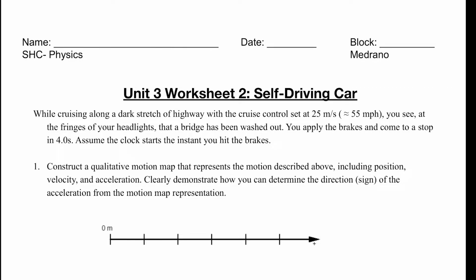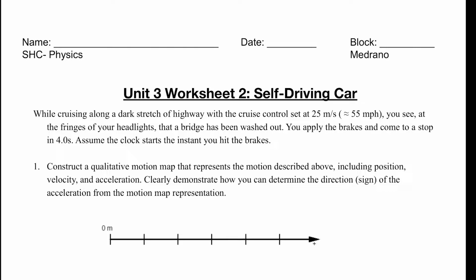All right, so this is Unit 3, Worksheet 2, Self-Driving Car. The problem we're trying to solve is that while cruising along a dark stretch of highway with the cruise control set at 25 meters per second, you see at the fringes of your headlights that a bridge has been washed out. You apply the brakes and come to a stop in 4.0 seconds. Assume the clock starts the instant you hit the brakes.